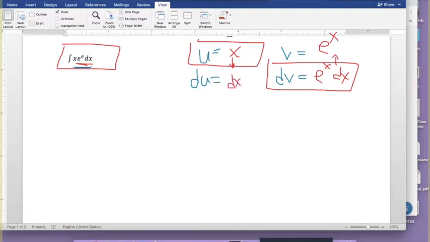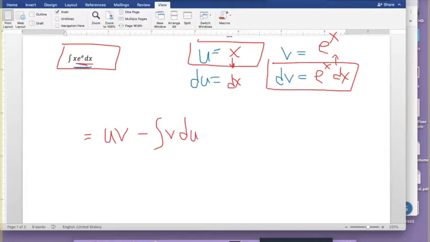I mean, I think in the past I would say u equals x, du dx equals 1. Well, then move that dx over, and there you go. Now, the way you want to set this up is you're going to have the u times the v minus the integral of v du.